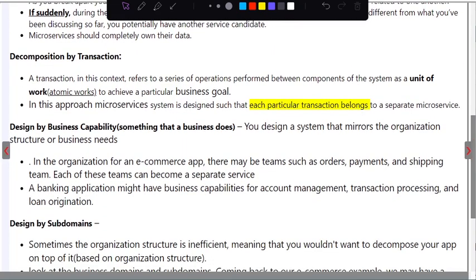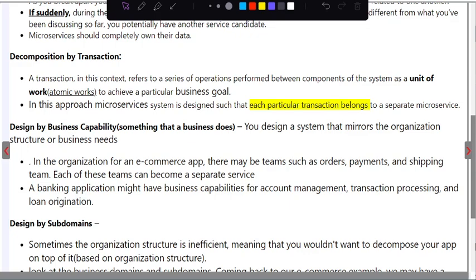Next is design by business capability. This is another guideline. When we have a business problem, we can divide it by business capability. Business capability means what the business is doing. You design a system that mirrors the organization structure a business needs. Suppose we are maintaining the report of the organization, and the organization has different departments, and each department has different operations. So every department can be referred to as a microservice.